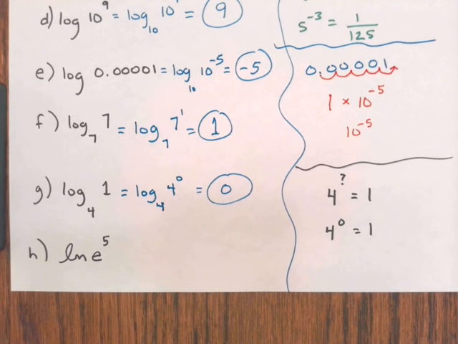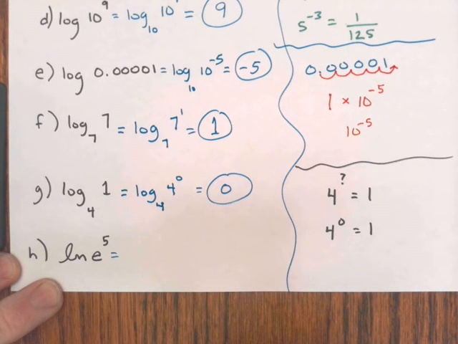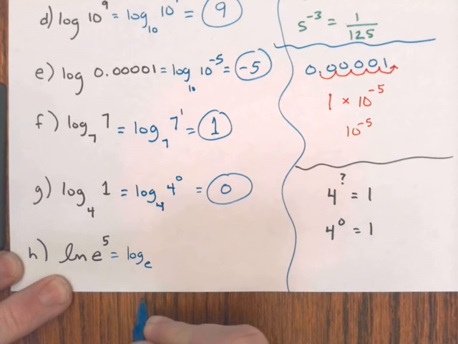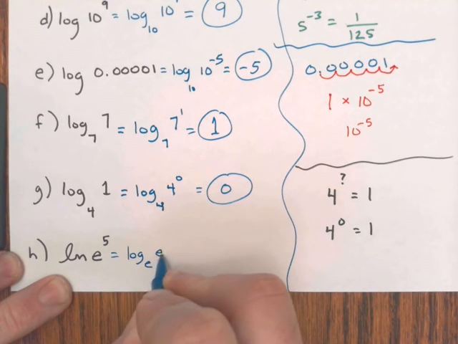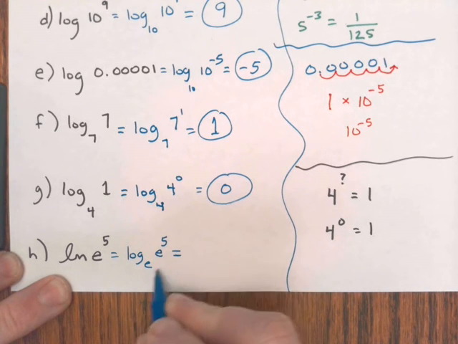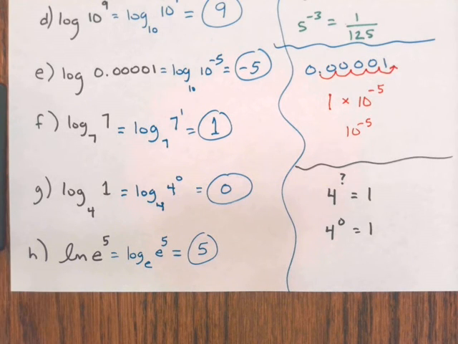The natural log of e to the 5th. It doesn't look like it, but we already have the base of the log and the base of the exponent matching. Remember that natural log is log base e. So we have log base e of e to the 5th. So the base of the log and the base of the exponent are both e. So we can use the property directly in order to come up with an answer on that one.